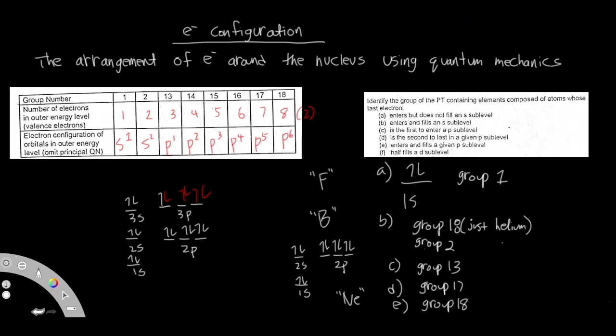Now let's do the last one. It says half fills a D sublevel. Let's give that a try. So if we were to draw, actually we can finish off with this one here, just because we've already kind of drew it out here. Okay, so after the 3 P's, you go to our 4 S's. And then after the 4 S's, we go to the 3 D's.